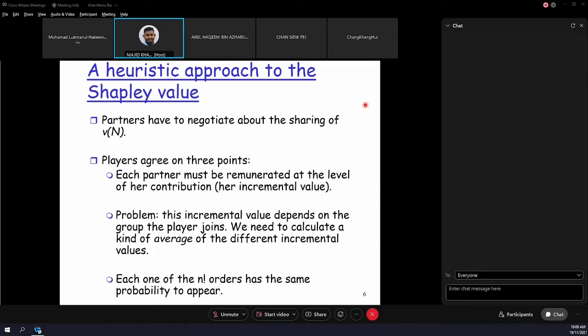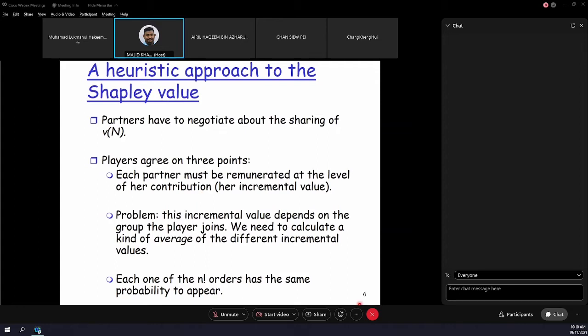Partners have to negotiate about the sharing of the value. If they are not going to share it, there is no point having a coalition. And players must agree on three main assumptions. The first one: each partner must be remunerated at the level of her contribution. It means her payoff should be paid fairly, according to her incremental value.